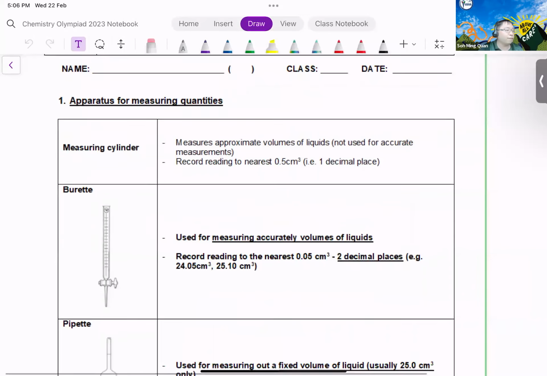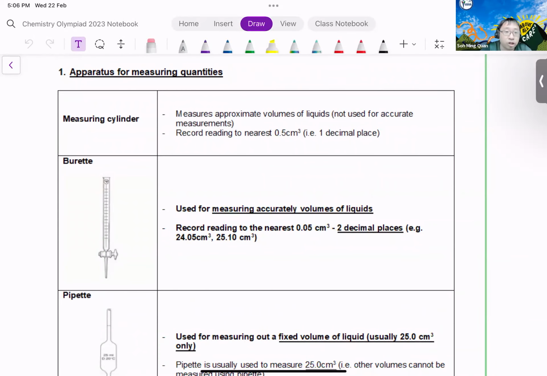All right. So first, we have various apparatus for measuring different quantities in the labs. In particular, to measure volumes of liquids and solutions, there are various options, right? So you can see there are three different apparatus that can be used to measure volumes of liquids and solutions: measuring cylinder, burette, pipette. Now, what's the difference? Measuring cylinder is used to measure approximate volumes of liquids and solutions. So take, for example, you wanted to measure 250 cm3. You would use measuring cylinders to do that, okay?